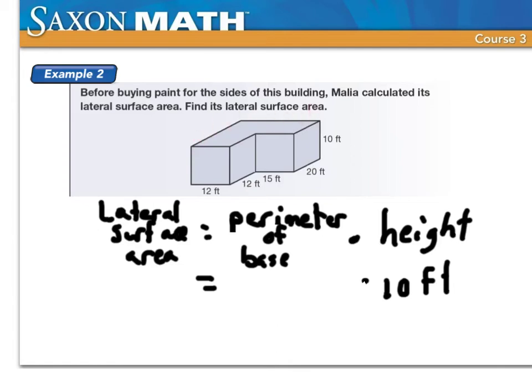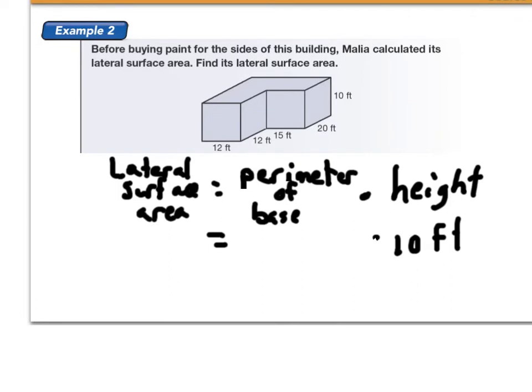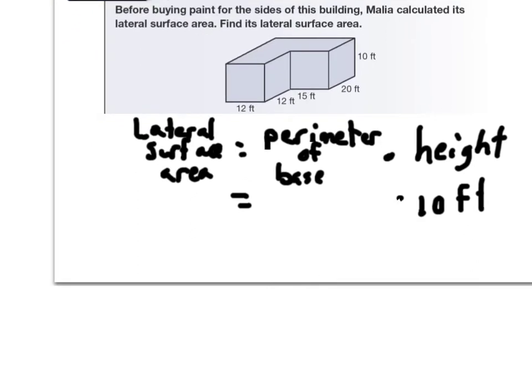Well, sometimes it's going to help us to draw what's called a net. Okay, and a net is just a flat picture of what the base would look like. So if I was going to draw a net of the base, it would kind of look like this. Okay, so this is kind of what the top of this building looks like. Okay, then we can label the dimensions.